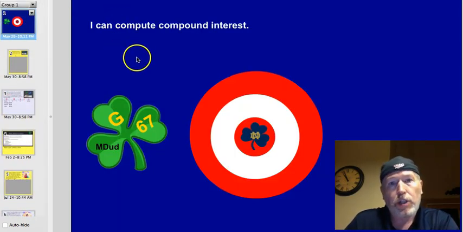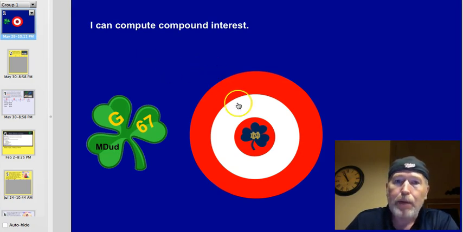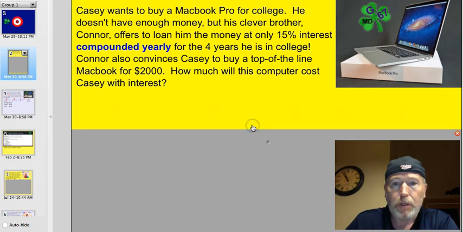All right, tonight our target is: I can compute compound interest. Let's do this thing. Remember the problem we did on simple interest with Casey and his MacBook? Well, we're back tonight. Casey wants to buy that MacBook Pro for college. He doesn't have enough money, but his clever brother Connor offers to loan him the money at only 15% interest compounded yearly for the first 4 years he's in college. Connor convinces Casey to buy a top-of-the-line MacBook for $2,000. How much will this computer cost Casey with interest?